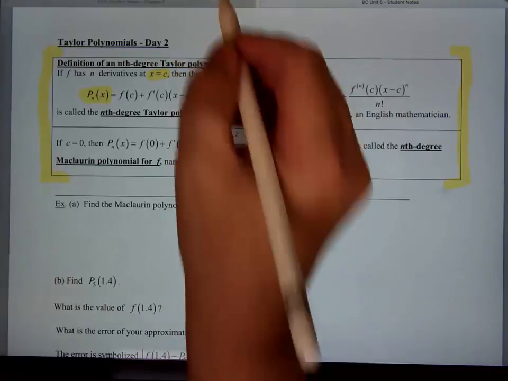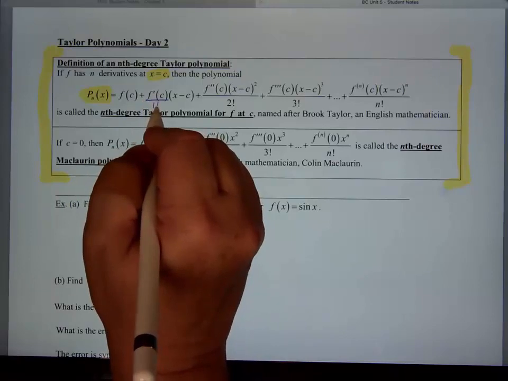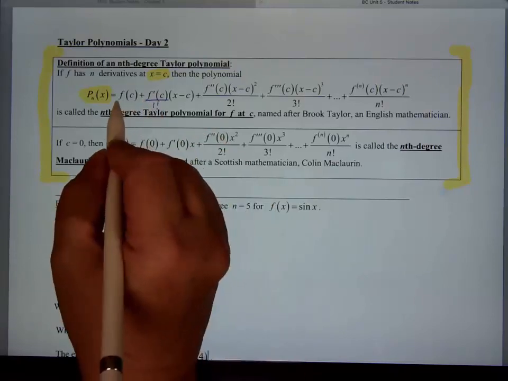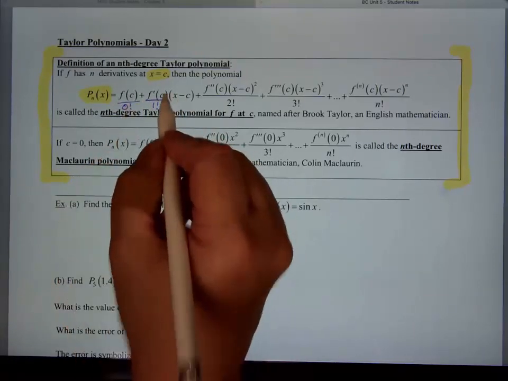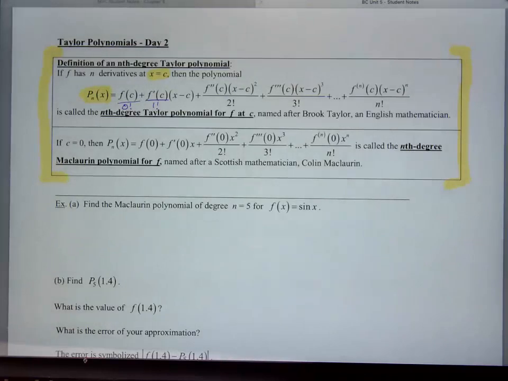We need to modify this a little bit. This looks a little different than the one we did yesterday. Please, underneath the f of c, put 0 factorial. Under the f prime of c, put 1 factorial. These have factorial values for each term. Now, we briefly talked about factorial in the notes yesterday, but let's talk about it again. What is 0 factorial? What number does it equal? 1. It's 1. And 1 factorial is also 1.